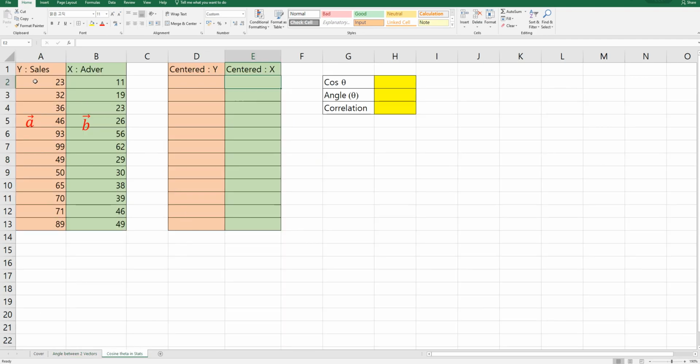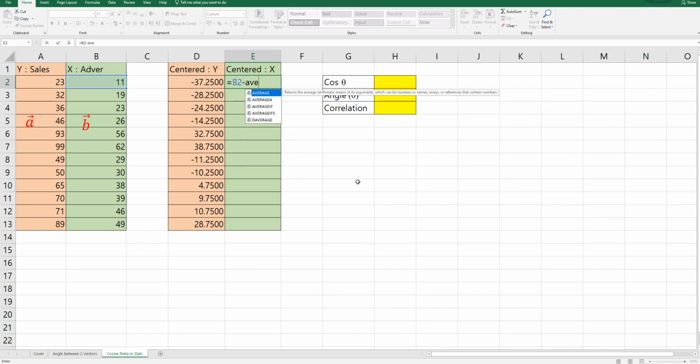So I prepared simple data, and let's calculate cosine theta. Before calculating cosine theta, I will center each variable. So data minus the average of this variable. Average of x variable.